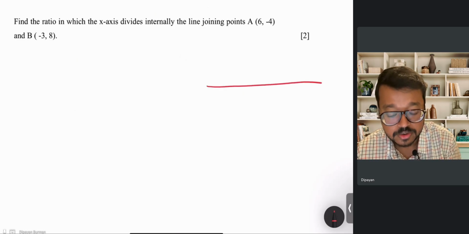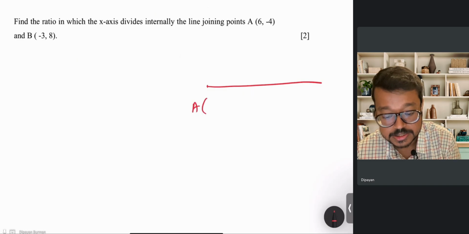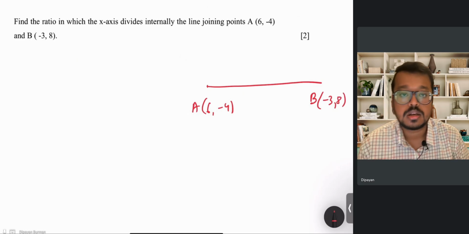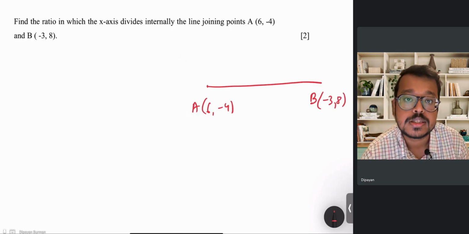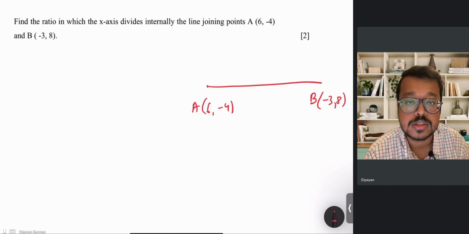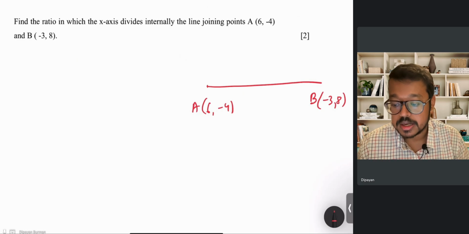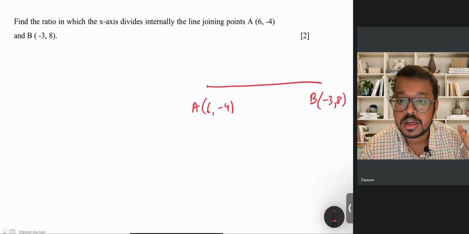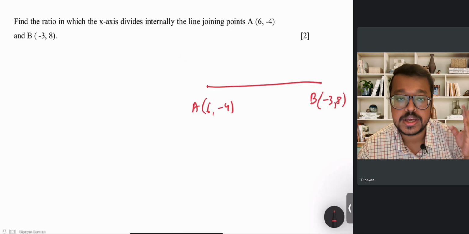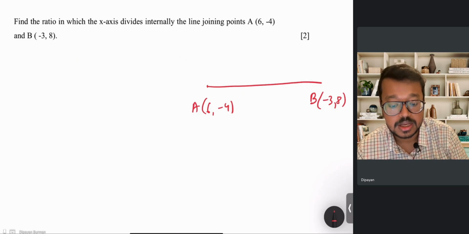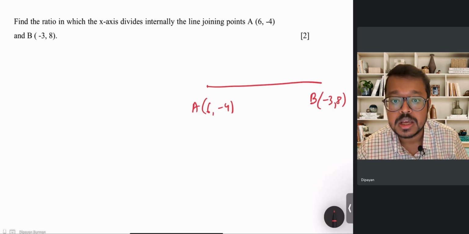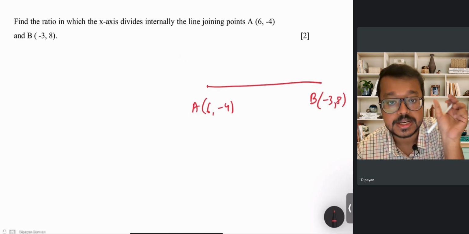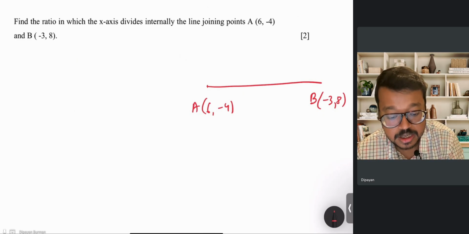So we will draw a rough figure. Point A (6, -4), point B (-3, 8). We don't really need to plot these points exactly how they are located on the xy plane. We can just draw a horizontal line for our understanding right now. Now suppose the x-axis will be dividing this line segment. So the x-axis is passing through somewhere in between the line segment A and B. So let's say the point of intersection of the line segment AB and the x-axis is some point here, which is P.